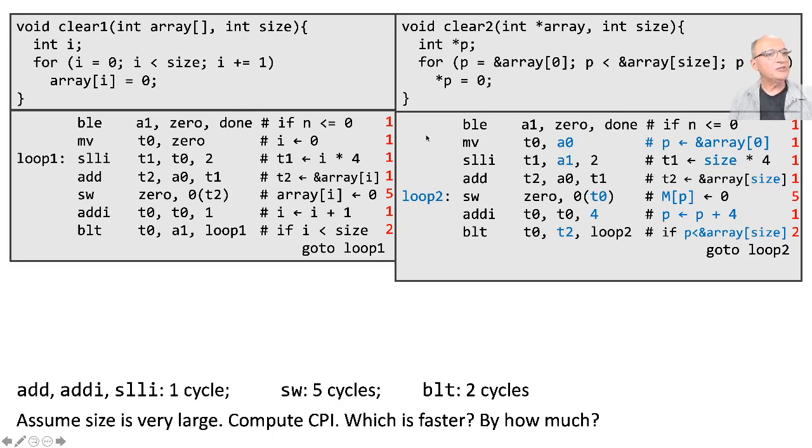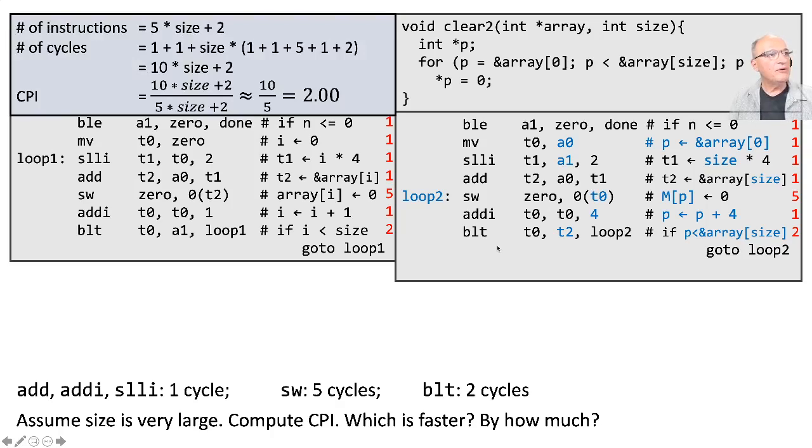So I'm assuming that this branch takes one cycle. I may change these slides later and make them take 2 cycles so that it takes the same time as the branch less than. But for now, let's assume that this is 1 cycle. So I have 1 cycle for the branch, 1 cycle for the move, 1 cycle for the shift left, 1 for the add. I have 5 cycles for the store, 1 for the add, and 2 for the branch. And here's something similar, so I simply annotate my code with the number of cycles that each instruction takes. So now I can do my computation by counting the number of instructions executed.